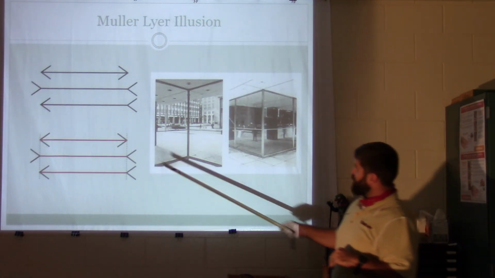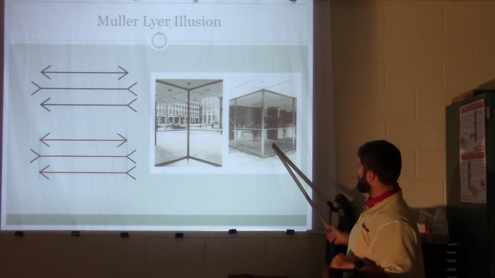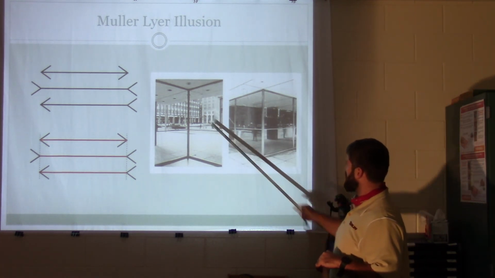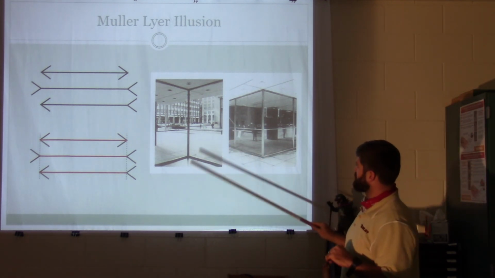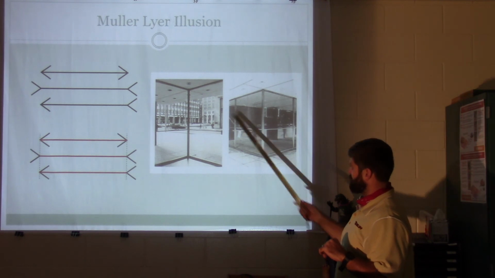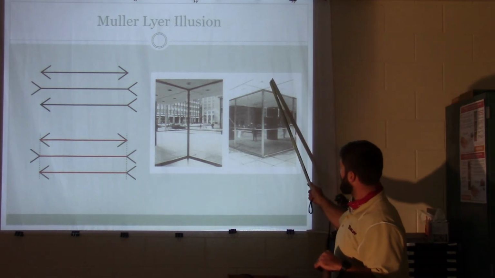Here's a Mueller-Lyer illusion in real life right here. So obviously, same size line right here, which just happens to be part of a window. But this one looks taller because, again, the lines are protruding outwards and not inwards.